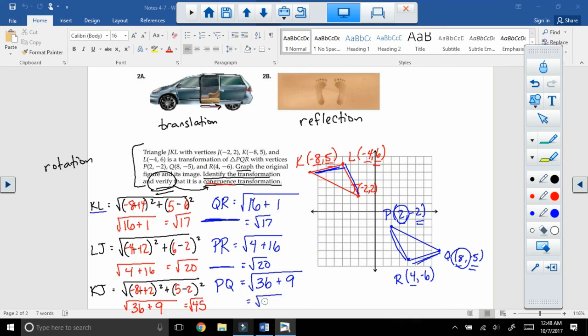I know I went through those pretty quickly. Hopefully you could do those on your own. And you can see here that I have verified that this is a congruent transformation because I have shown that the sides work here. I have 3 pairs of congruent sides.